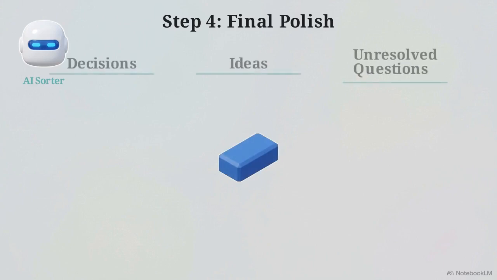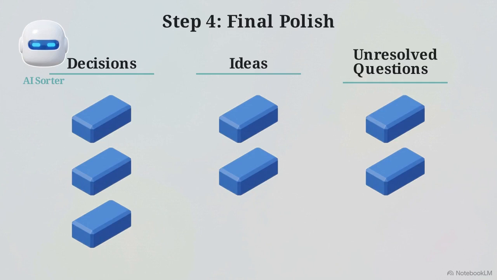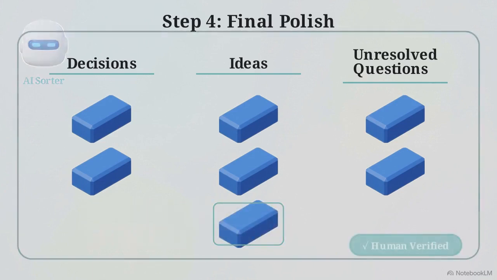Step 4 is the final polish. Look at how the information is organized. A safe summary separates actual commitments from general discussion. If a participant joked about taking on a massive project and the AI put that in the decisions column, you need to catch it and move it back to ideas. Otherwise, half-discussed suggestions can suddenly become official policy.